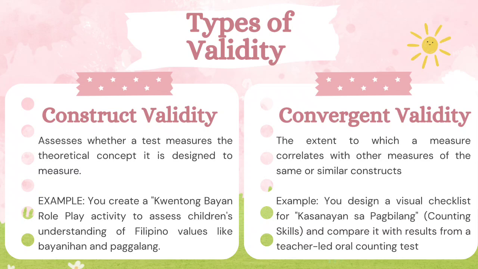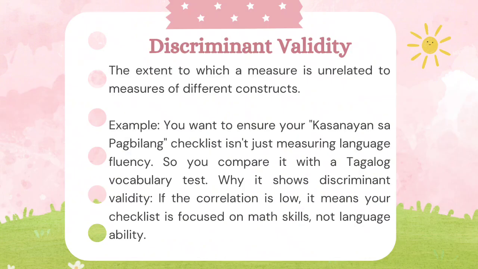So, next is convergent validity. It is the extent to which a measure correlates with other measures of the same or similar construct. So, example, you design a visual checklist for kasanayan sa pagbilang or counting skill and compare it with results from a teacher-led or oral counting test. So, why does it show convergent validity? If children who score high on your checklist also perform well in an oral counting test, your tool aligns with other measures of the same skill.